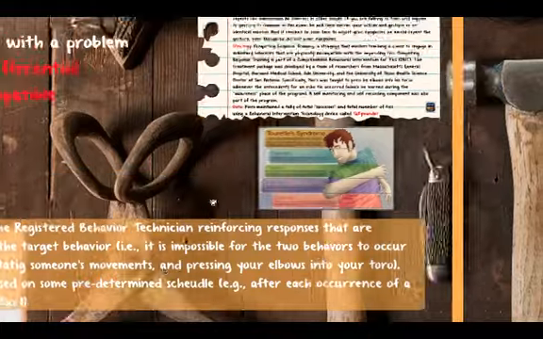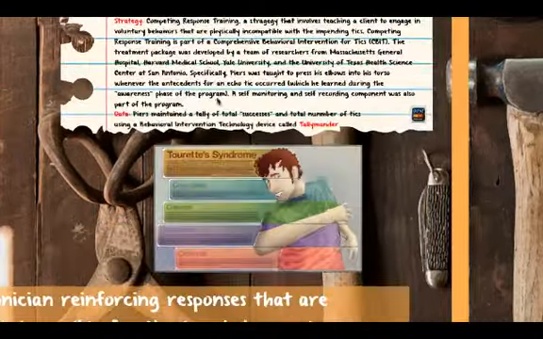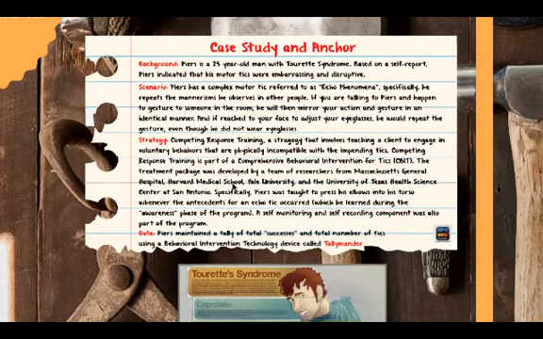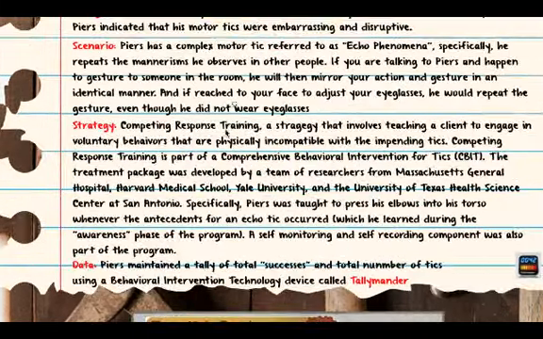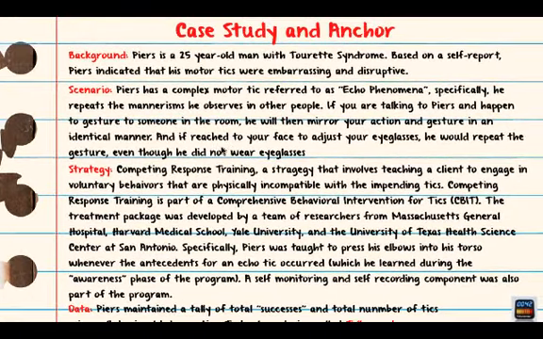Okay, let's get you anchored. Let's get the case study here again. This involved a 25-year-old man, fictitious name Piers, and he was a man with Tourette syndrome. Based on a self-report, Piers indicated that he had motor tics that were very embarrassing to him and extremely disruptive. And these motor tics occurred very often in the context of a social situation.